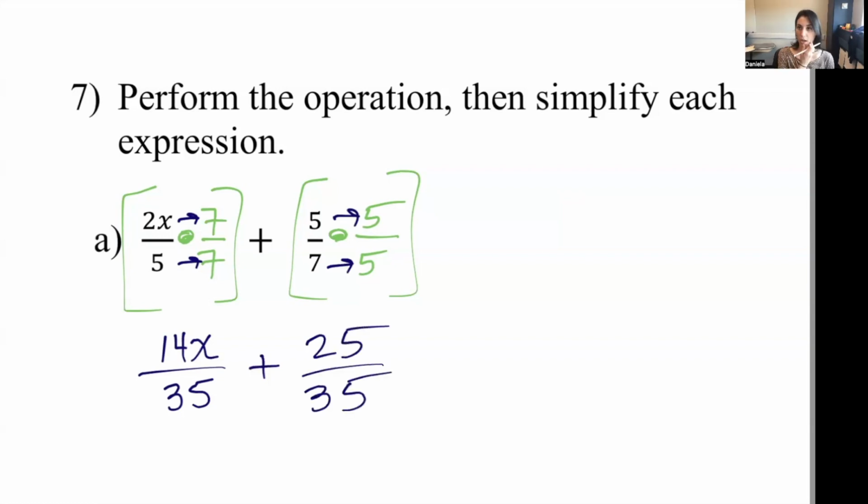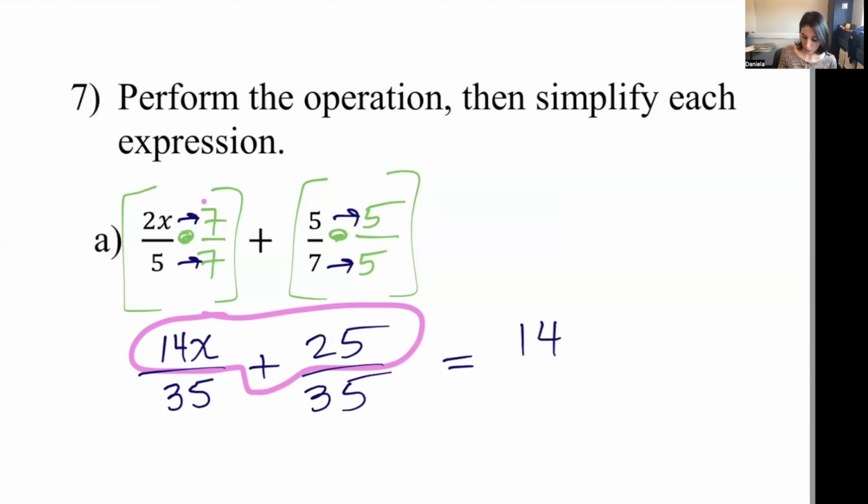Now we've accomplished common denominators. So what's left to do when you have the common denominators? Now you're just going to combine the numerators. So the final answer is 4x plus 25. Those are not like terms. So we're just going to leave it all over 35.